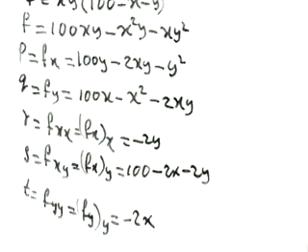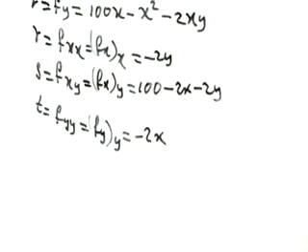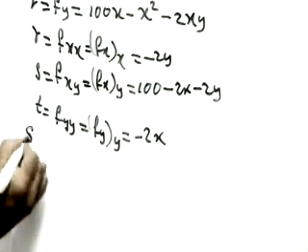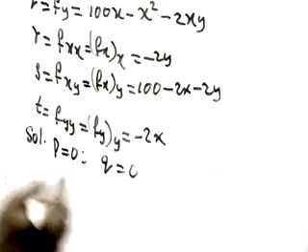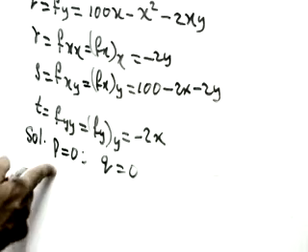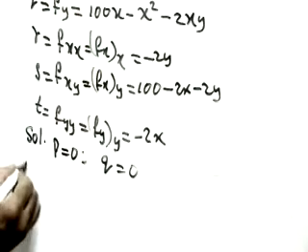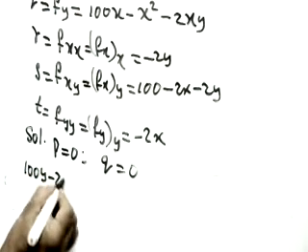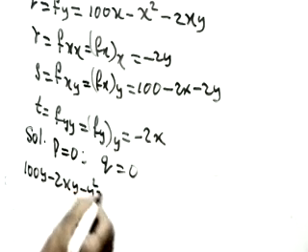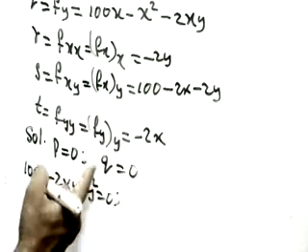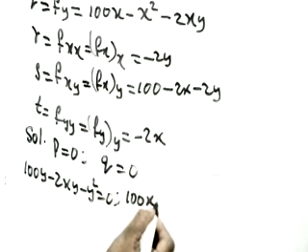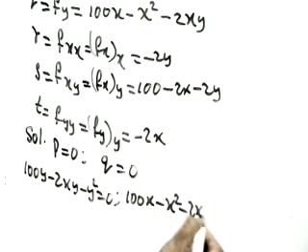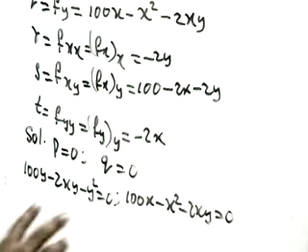This is the first step. Now the next step is we have to solve to get the stationary values. We solve p equals 0, q equals 0. Now the value of p is 100y minus 2xy minus y squared equals 0, and the value of q is 100x minus x squared minus 2xy equals 0.